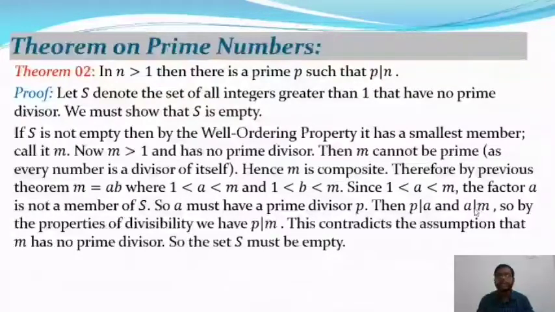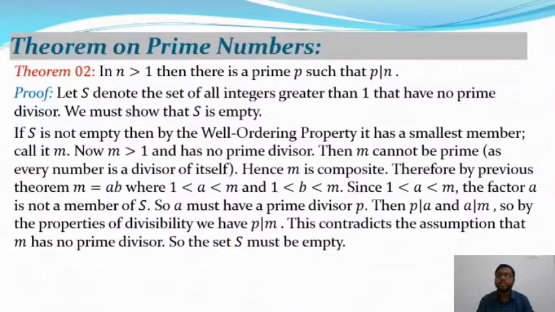And A divides M. So by the properties of divisibility, we get P divides M, and this is a contradiction to our assumption that M has no prime divisor. So the set S must be empty. This is the second theorem of prime numbers.